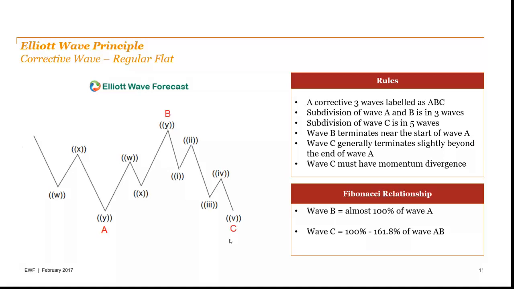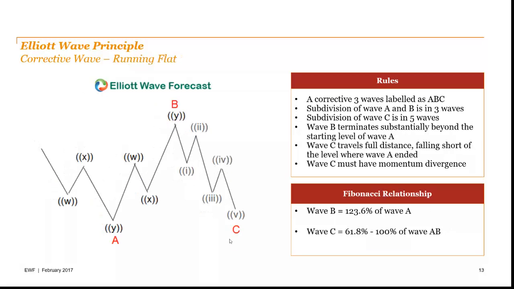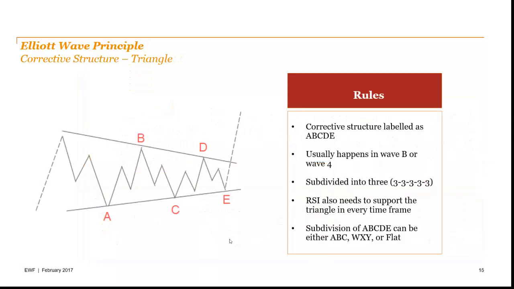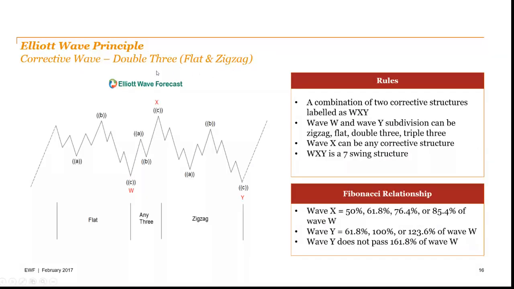All right, so now the last one is double 3. This is also extremely important. Now, what is a double 3? A lot of people get confused over double 3. Double 3 is when you have 2 corrective structures being combined together. You have 2 corrective Elliott wave structures.